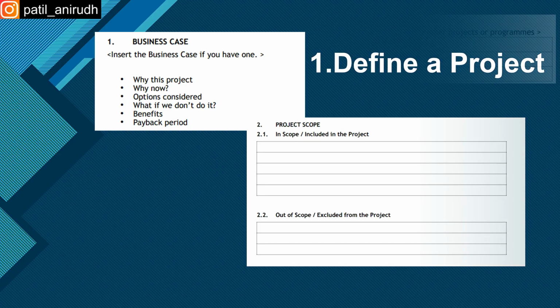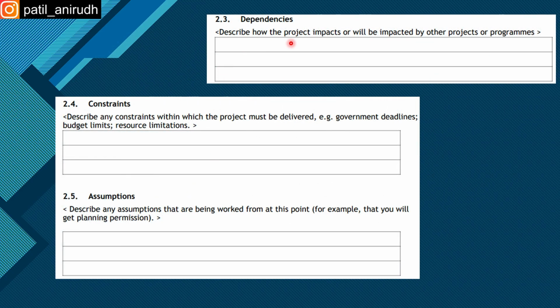Okay, let's consider that. Next is dependencies, like describe how the project impacts or will be impacted by other projects or programmes. So basically these dependencies come into the picture when you are handling many projects. Okay, and then constraints. So describe any constraint within which the project must be delivered, like government deadlines, budget limits, resource limitations. Okay, so these are the constraints. Next is assumptions. So describe any assumptions that are being worked from at this point, for example that you will get planning permission, like that.